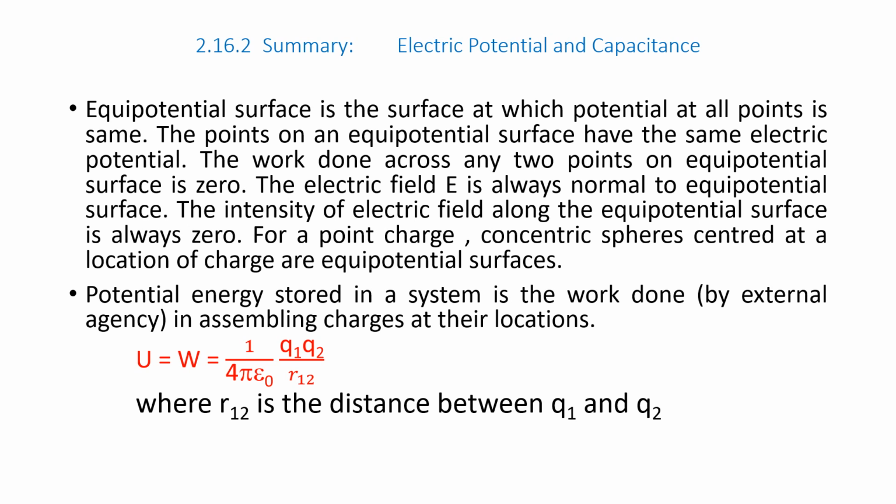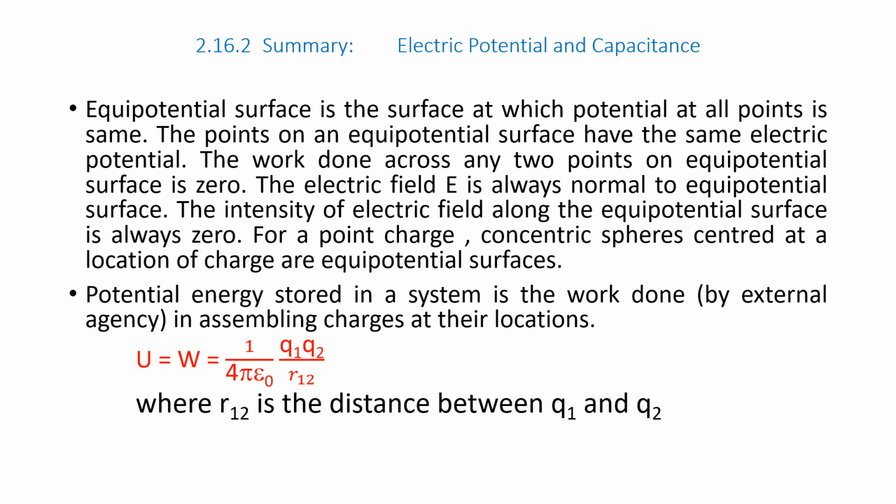Let us summarize once again these points. Equipotential surface is the surface where potential at all points is same. That is, V is same all around the equipotential points. They have the same electric potential. The work done across 2 points on equipotential surface is 0 because V is constant. The electric field E is always normal to equipotential surface.